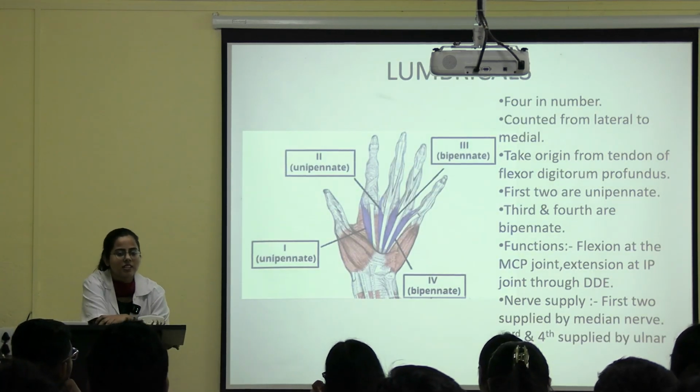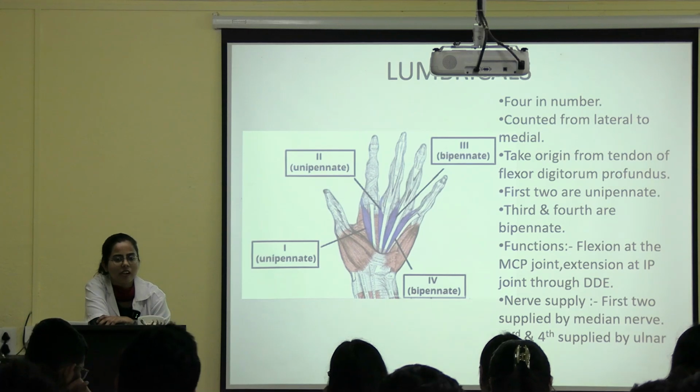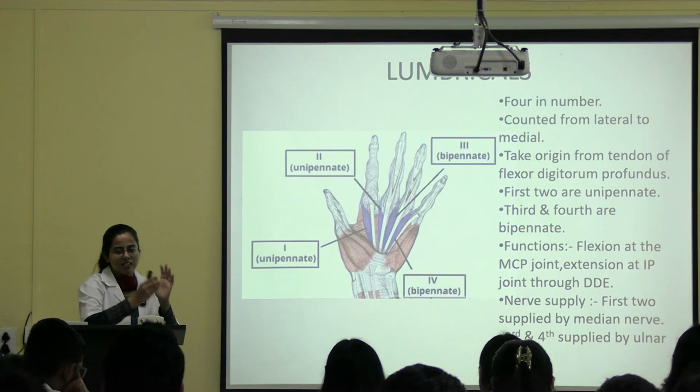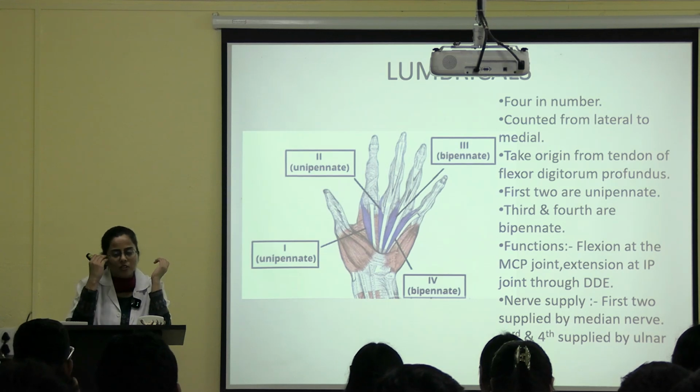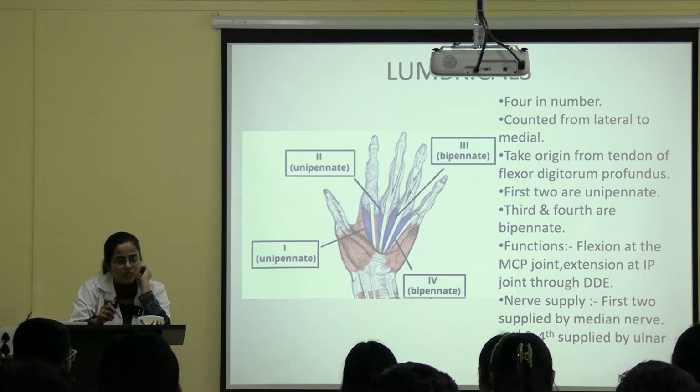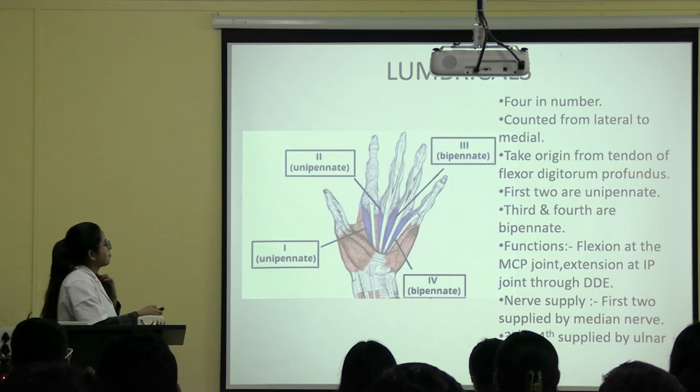Now what is dorsal digital expansion? The extensor tendons get expanded, that expansion is the name. So it is present dorsal to which joint? Metacarpophalangeal joint and proximal phalanx.